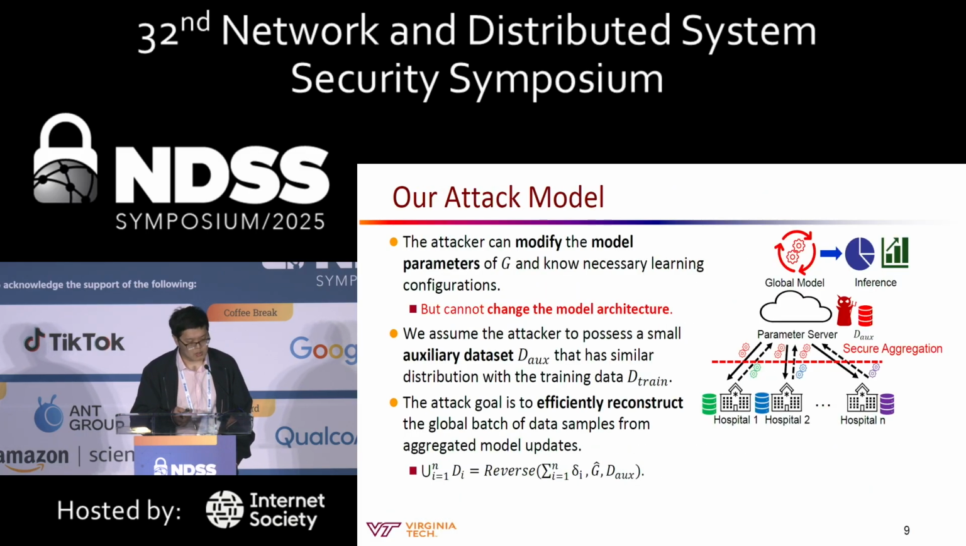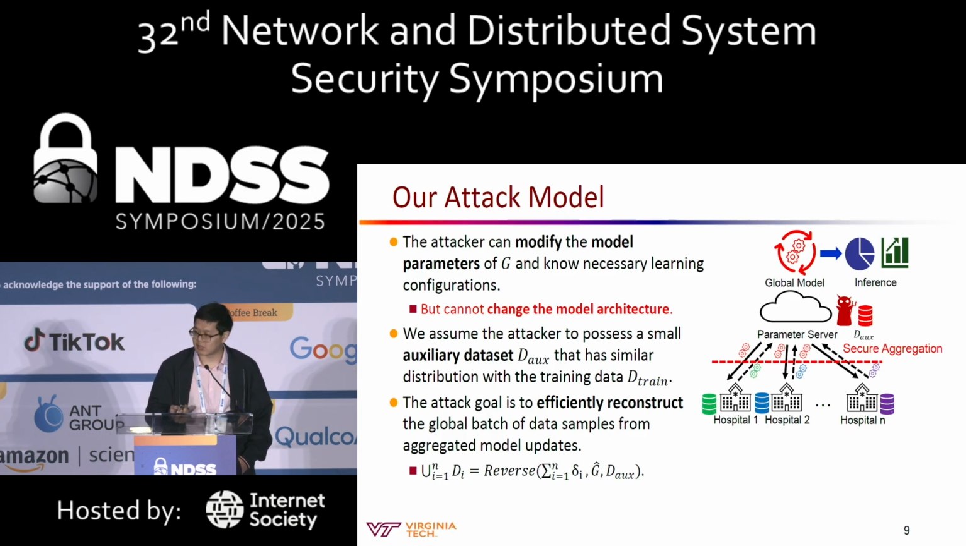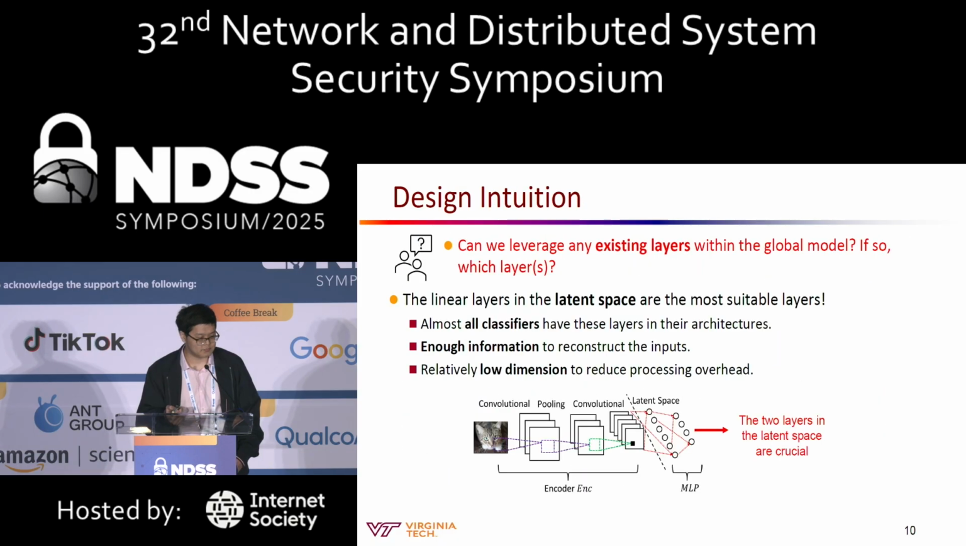For our work, we are adopting a weaker attack model. We do assume the attacker is able to change the model parameters, but we don't assume they are able to change the architecture. We also follow the same assumption as the existing works. We assume the attacker possesses a small auxiliary data set, and the goal of the attacker is again to efficiently and effectively reconstruct the training samples from the aggregated model updates even after the secure aggregation.